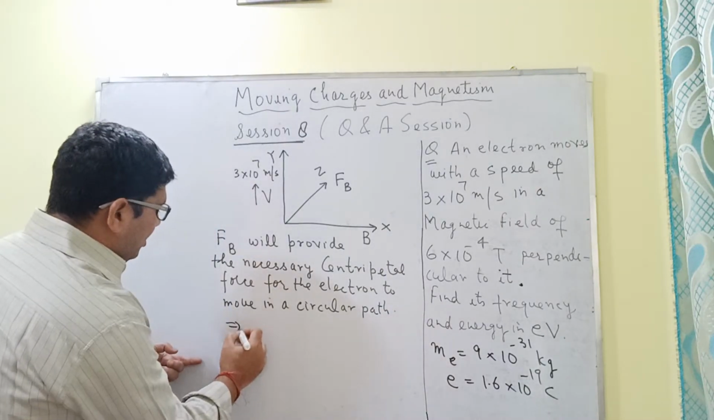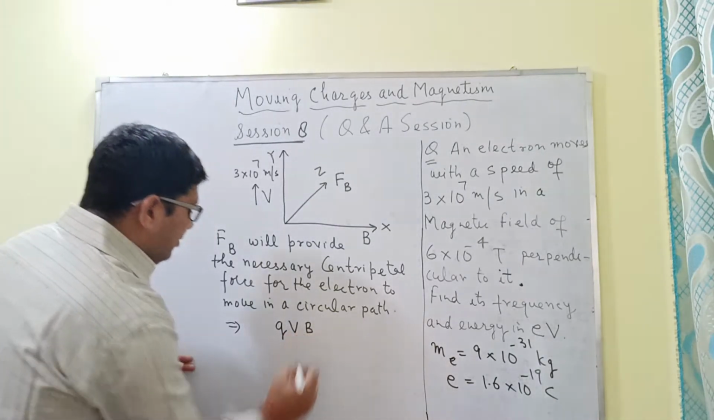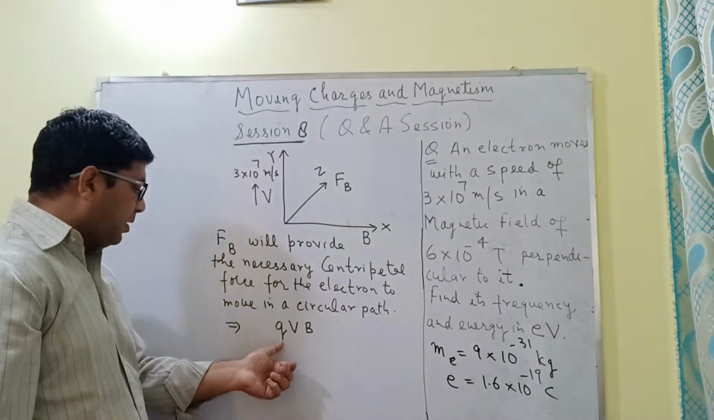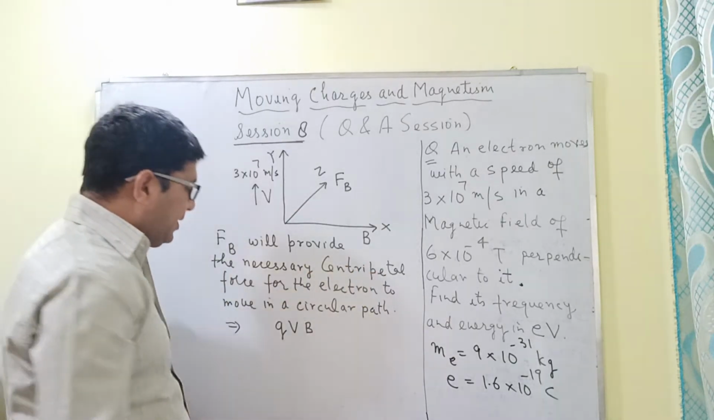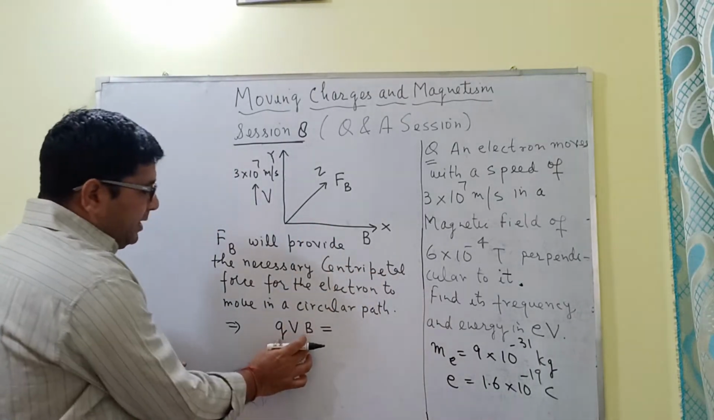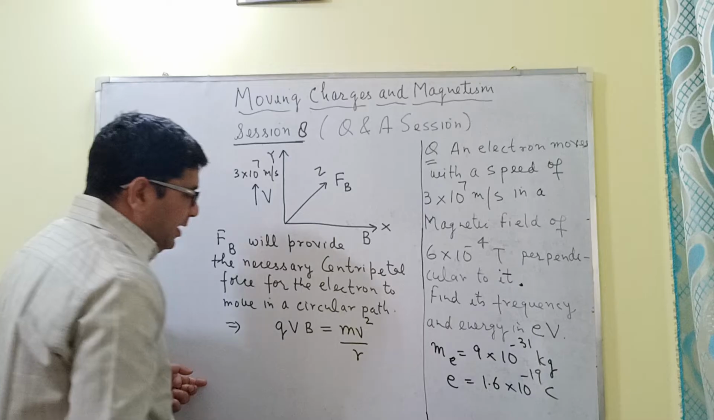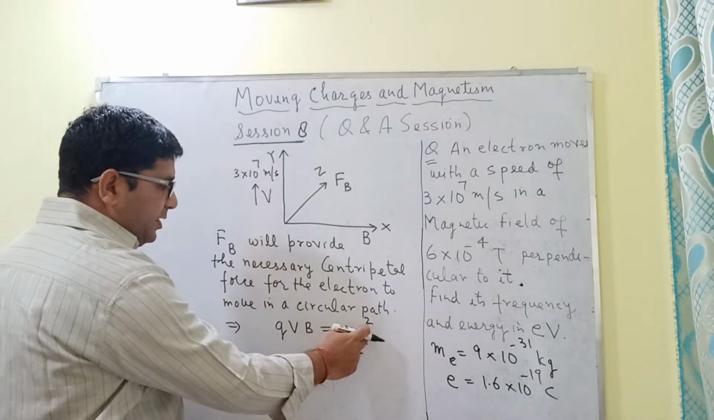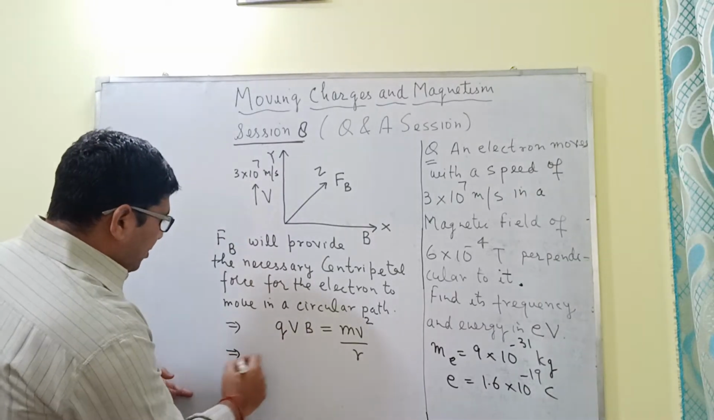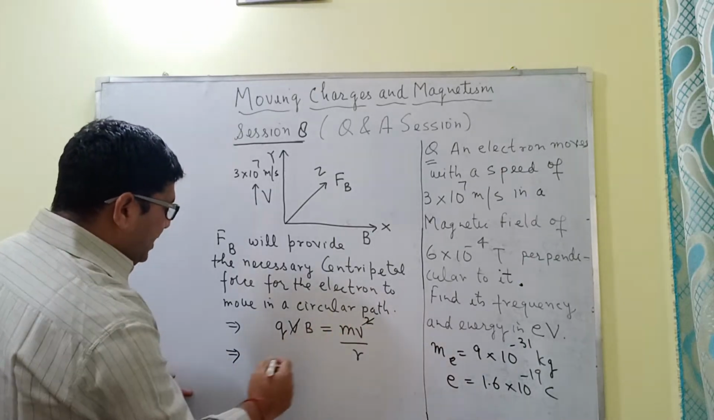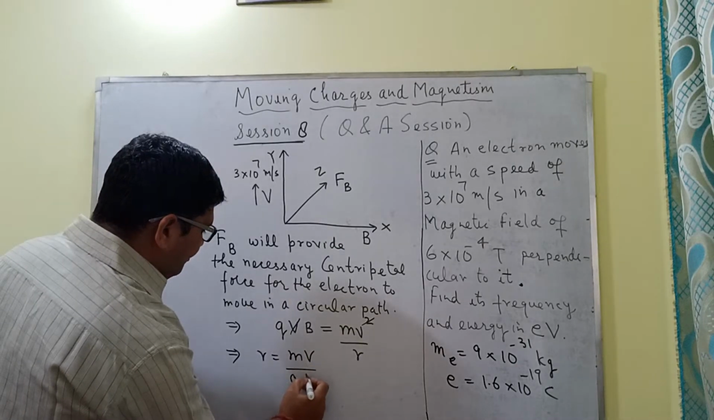So it implies that the magnetic force is equal to qvB, where q is the magnitude of the charge, v is the velocity of this electron, and B is the magnitude of this magnetic field. This will be equal to the centripetal force, which is given by mv squared by r, where r is the radius of that circular path, v is the velocity of this electron, and m is the mass of the electron. From this equation, if I cancel out this v on both sides, I will get that r will be equal to mv divided by qB.